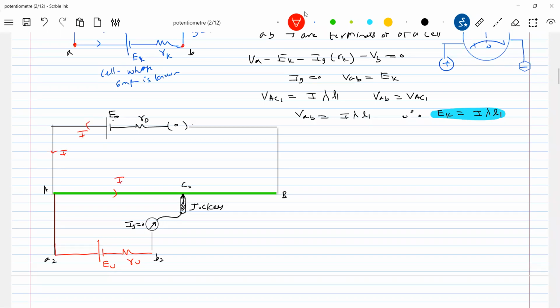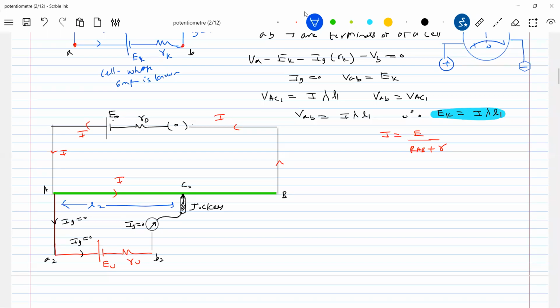This I depends on what? Any expression can be written for I. So what is I equal to? E into the resistance of the potentiometer wire AB by R, as there is no current through the galvanometer. Ig equals 0. Here also, Ig equals 0. Now, looking at this balancing length, let me call it L2.